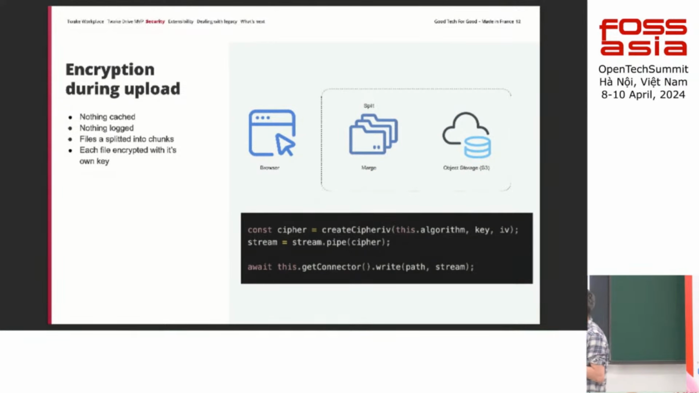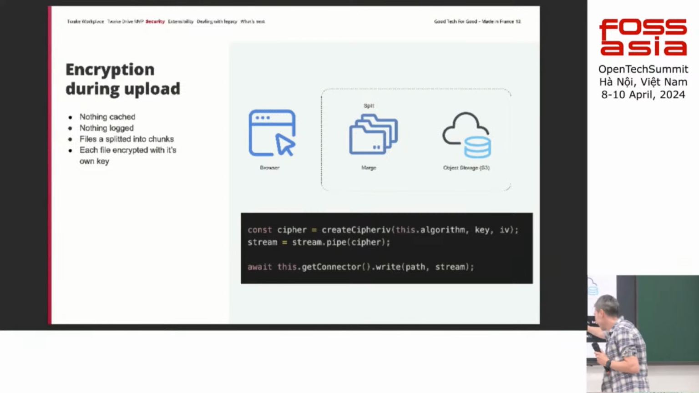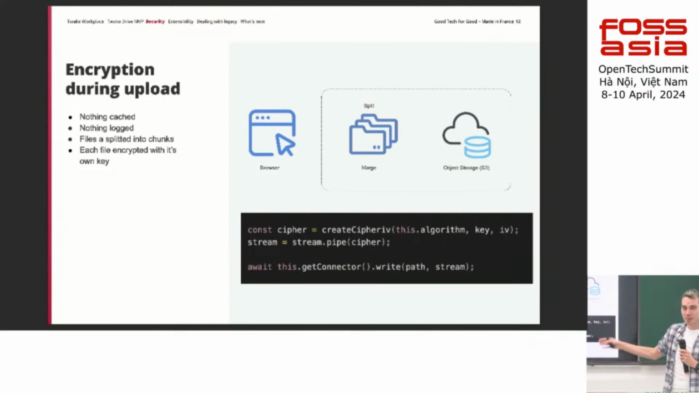Also about security, nothing is cached, nothing is logged. When you upload your file in the browser, it goes directly through streams to the object storage. We split the file into chunks. Each chunk is encrypted separately, and for each chunk there is a direct stream from your browser, from your hard drive, to the object storage. There are just several pipes in the several services that allow us to transfer data in small pieces and not have the whole file anywhere.